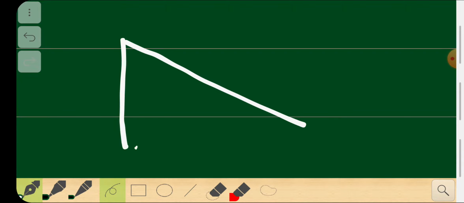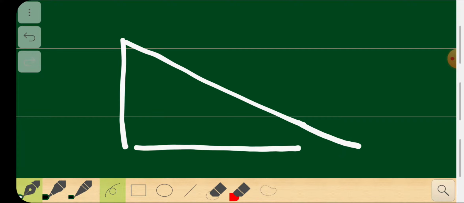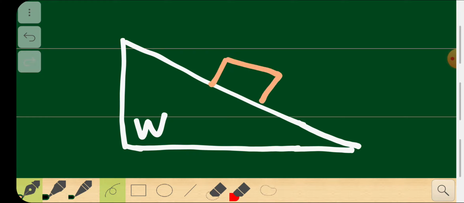What you have here is a wedge, right? A wedge is a small piece of wood or metal or anything like that, which has a shape like this. This is a solid piece of wedge. I'm going to call this W, wedge. And there is a box on the surface of the wedge, like this. That's the box, and this box is sitting on there.